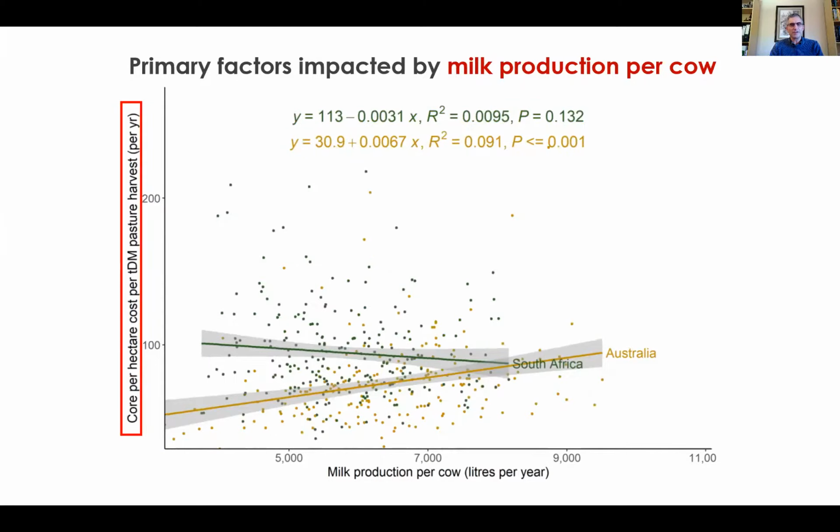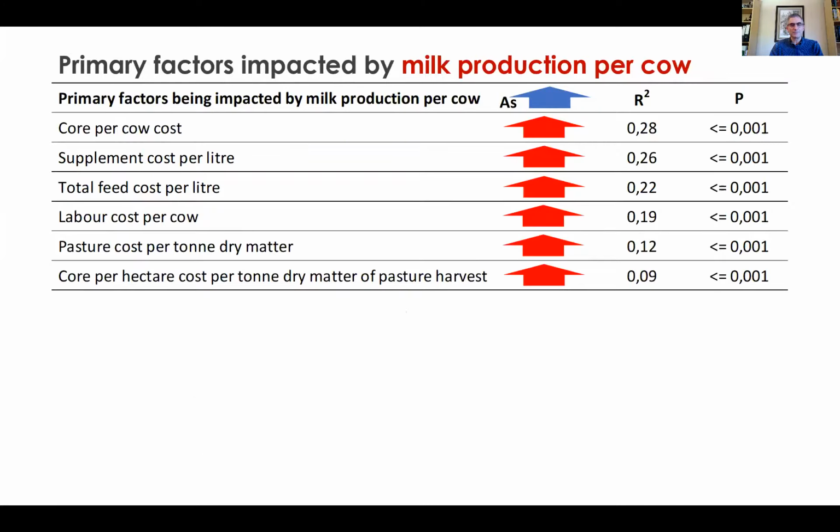And finally, this graph outlines the impact of milk production per cow on core per hectare cost per tonne dry matter of pasture harvest. The trend is strong in the Australian data, with increasing milk production per cow contributing to an increase in core per hectare cost. There is not a similar trend in the South African data.